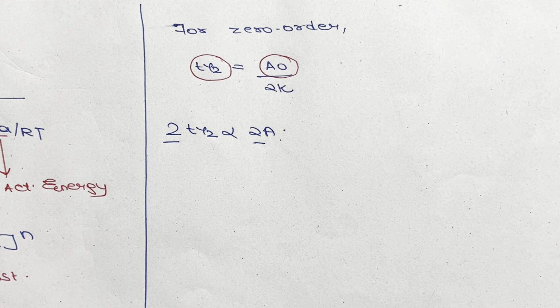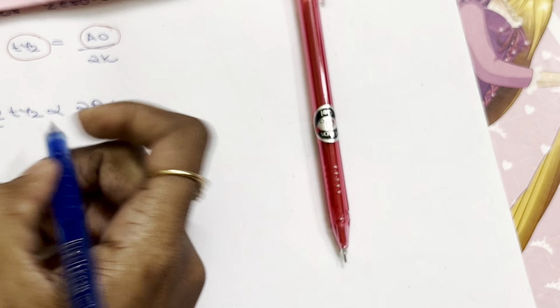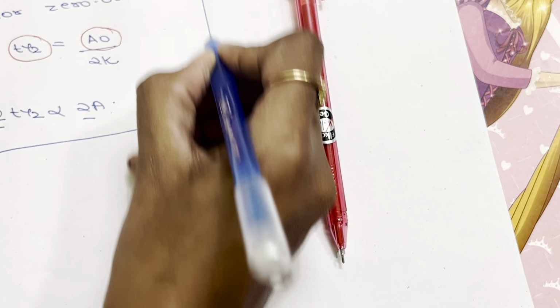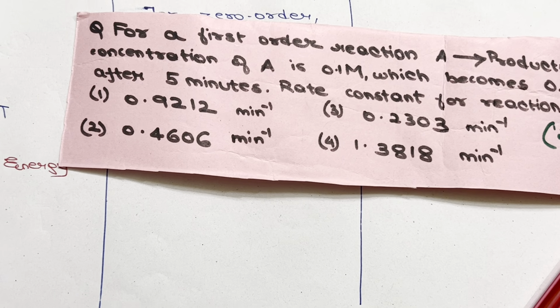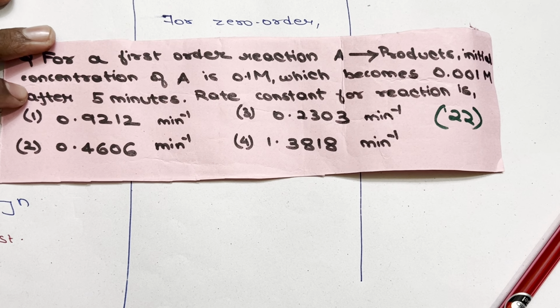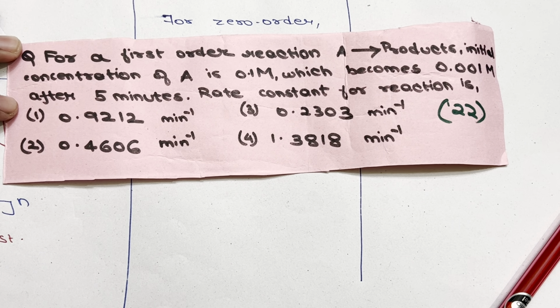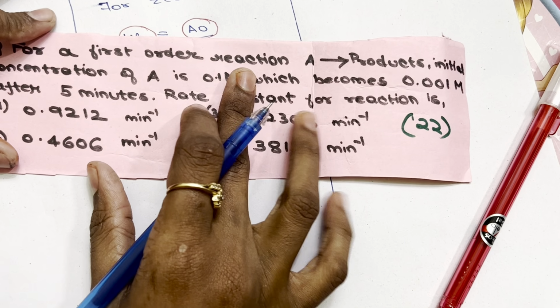Next question. For a first order reaction A converting into product, the initial concentration of A is 0.1 molar, which becomes 0.01 molar after 5 minutes. The rate constant of the reaction is? Here it is mentioned that it is a first order reaction.